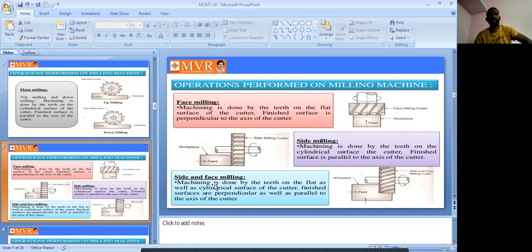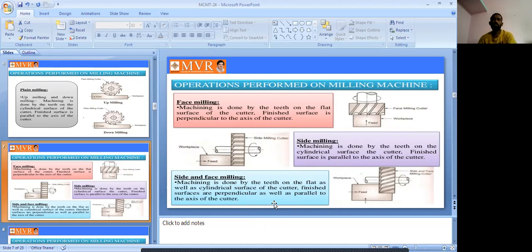Next we can see side and face milling. Side and face milling: both operations are done together. Here face milling and side milling, both machining operations we are doing in a single step. Face and side. So machining is done by the teeth on the flat as well as cylindrical surfaces of the cutter. The finished surfaces are perpendicular as well as parallel to the axis of the cutter.